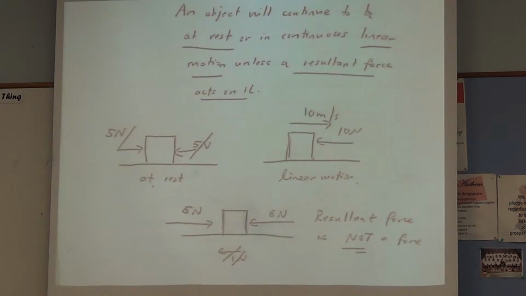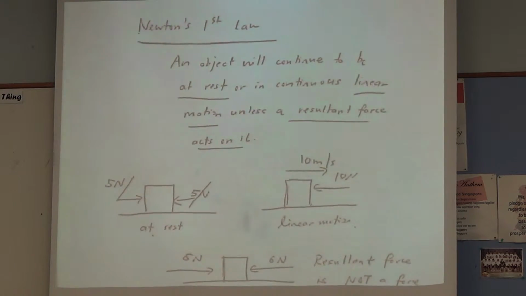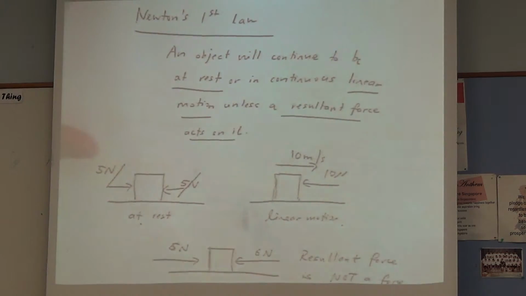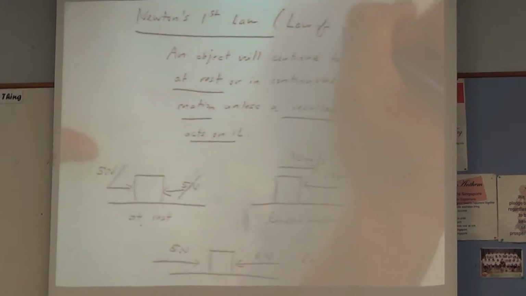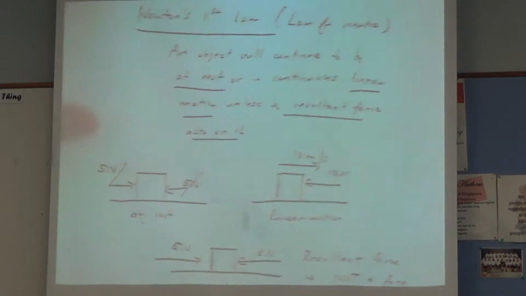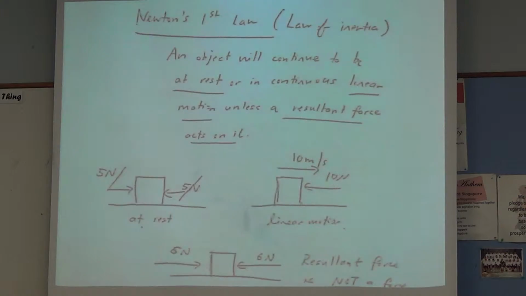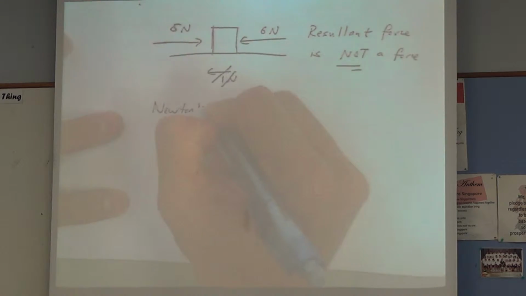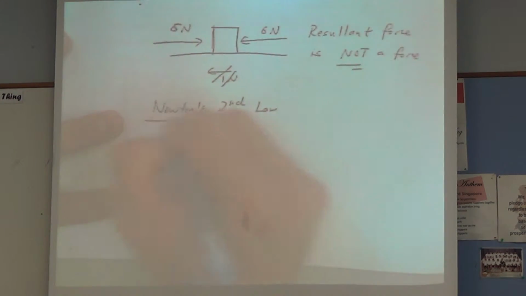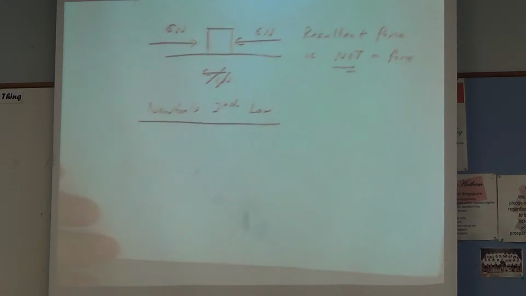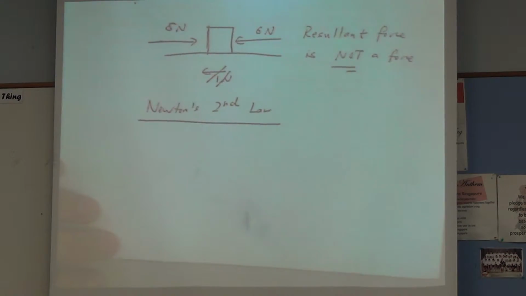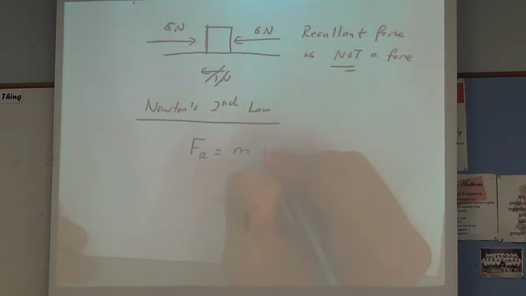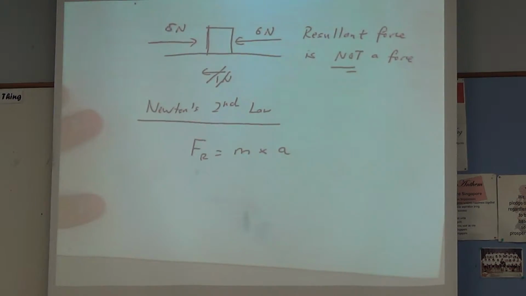Okay, now Newton's first law we are quite clear. The most important thing is you need to know how to find out resultant force and Newton's first law. It's also called the law of inertia. Second law. The resultant force acting on an object is the product of the mass of the object and the acceleration of the object.